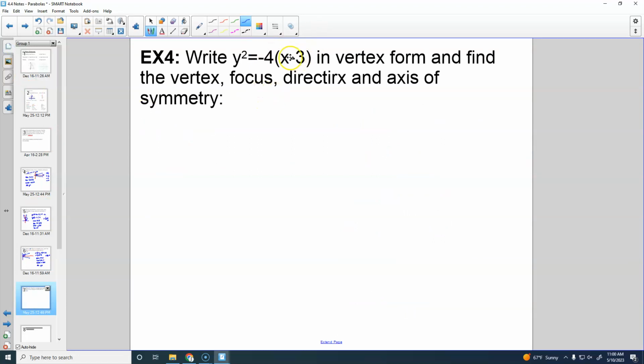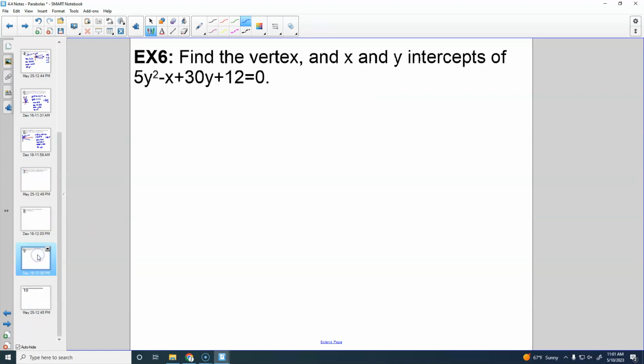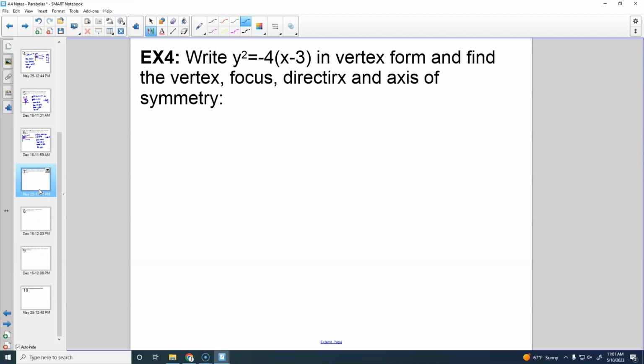Okay, let's look. Hold on. There's one, did I add in a problem? Okay, let's look at this. I think I added this and I think this is what I need.